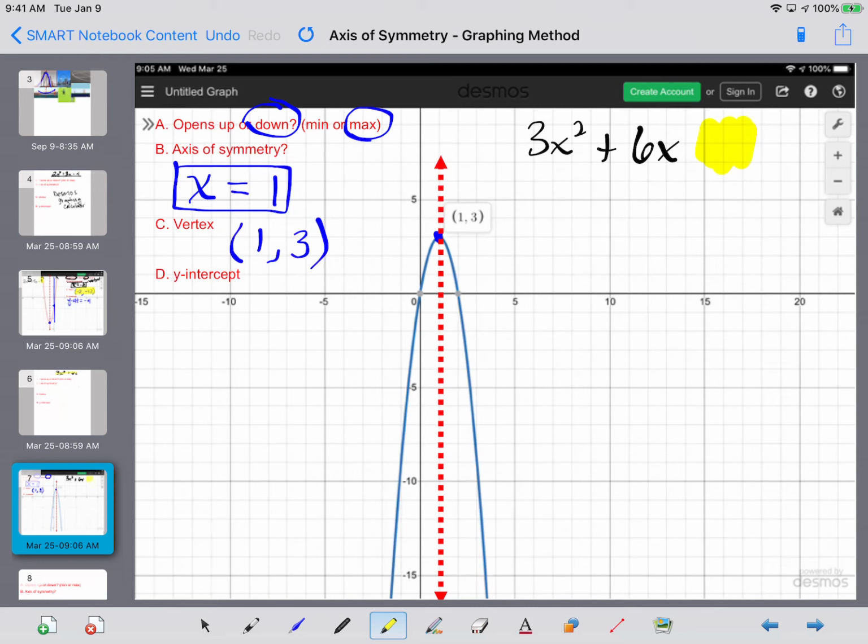And the y-intercept, I had mentioned before that it's this value that doesn't have an x attached to it. That is going to be your y-intercept. In this case, the parabola crosses right here at 0. Therefore, the y-intercept is 0, which is why there was no value out here. Adding 0 to something does not change its value.